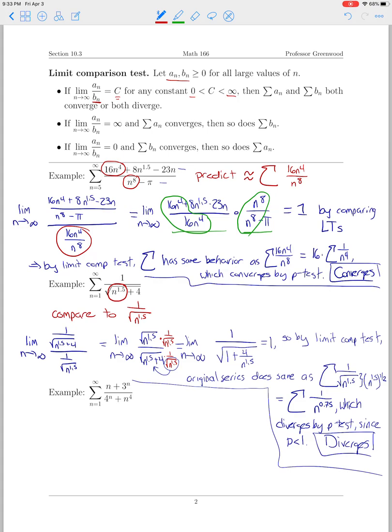And so for this series right here, where we have n plus 3 to the n over 4 to the n plus n to the 4th, I really need to know which functions are bigger than which other ones. And you might remember that exponentials are always going to be bigger than polynomials. And so that means that the 3 to the n and the 4 to the n are much bigger than the corresponding other terms. And so we might predict that this is going to be like 3 over 4 to the n.